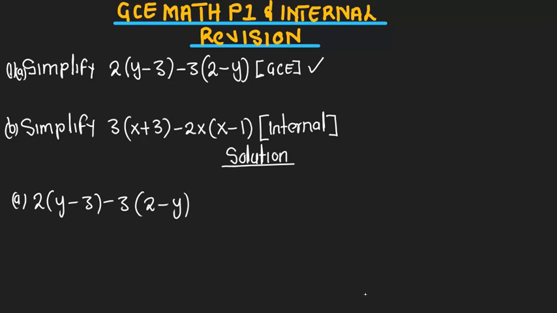So 2 multiplied by this y, you are going to get 2y. 2 multiplied by this negative 3, you are going to have minus 6. Then this is negative 3. Negative 3 multiplied by this 2, you are going to get minus 6 again. Then negative 3 multiplied by negative y. Negative multiplied by negative is a positive, so you're going to get positive 3y.